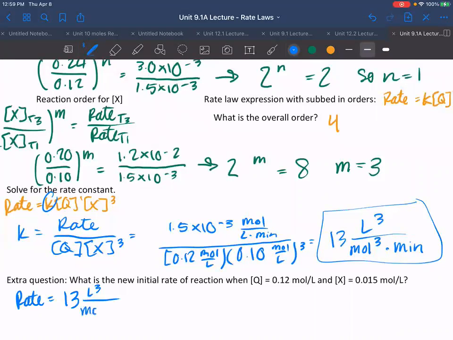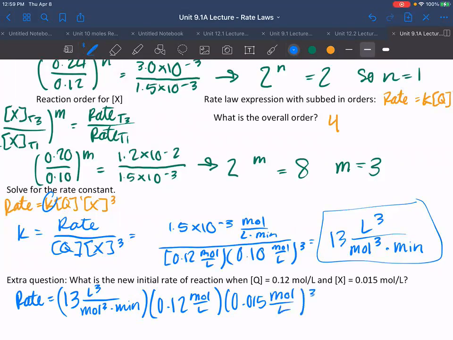13 L3 over mole3 times minute, times the concentration of 0.12, or sorry, yeah, it wants 0.12 moles per liter, and the concentration given of 0.015 moles per liter to the third power. Calculate that out, we get 5.3 times 10 to the negative 6 moles per liter times minute. Have fun, guys.